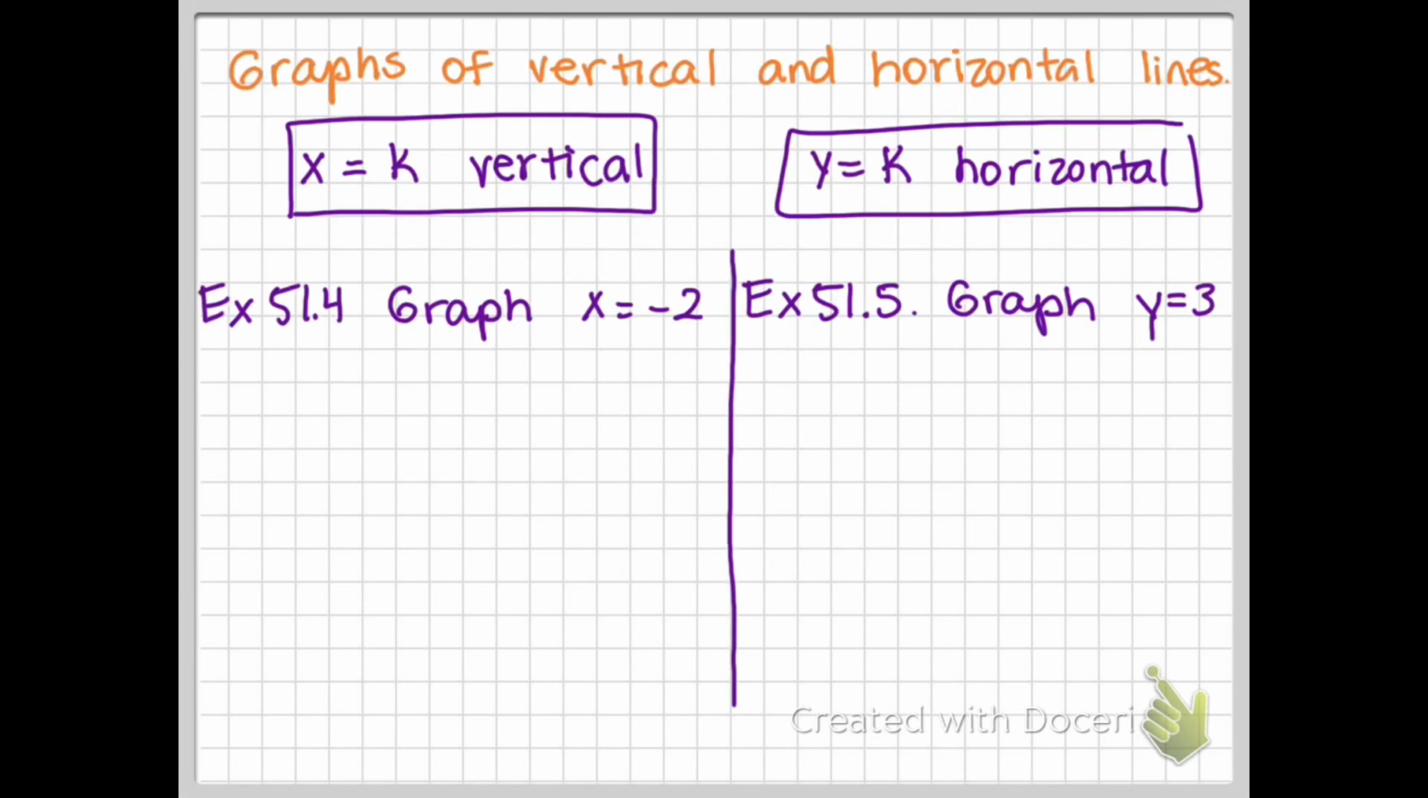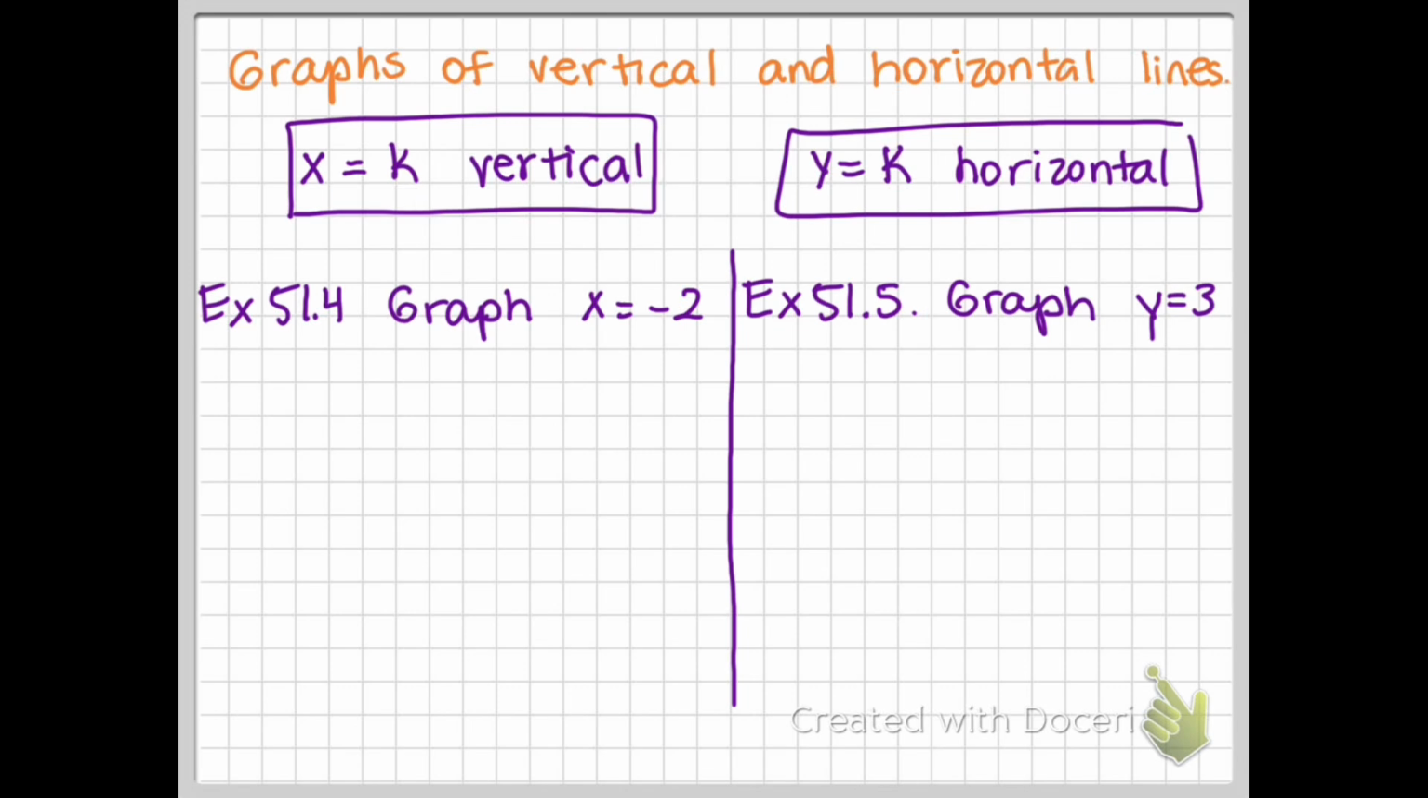We're going to learn how to graph vertical and horizontal lines. So for these, you have to memorize these. If you see an x equal to a number, then you have to remember that that is a vertical line. And if you see a y equals a number, notice that there's not an extra x, it's just y and a number, that is horizontal.